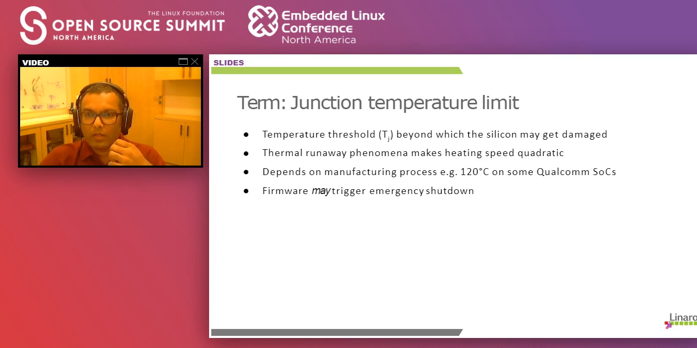Now, the platform in question may or may not have firmware that may trigger an emergency shutdown in the case that the temperature reaches this point. But this temperature, the junction temperature, is a threshold that you cannot allow your platform to cross. Otherwise, silicon will get damaged.